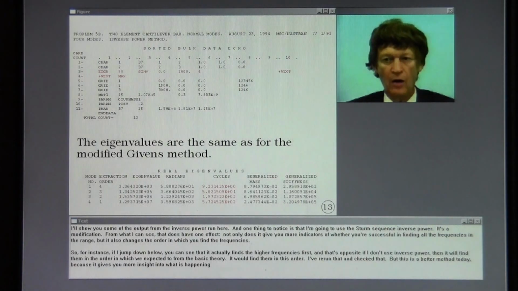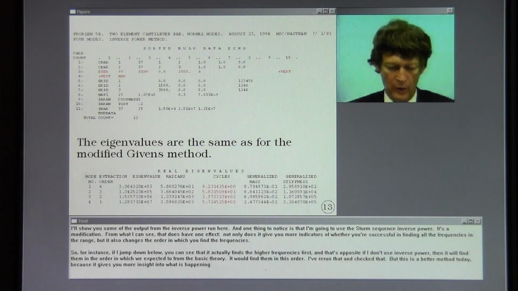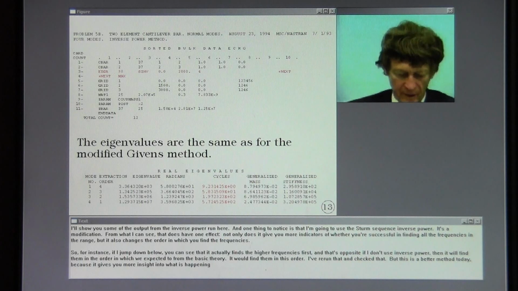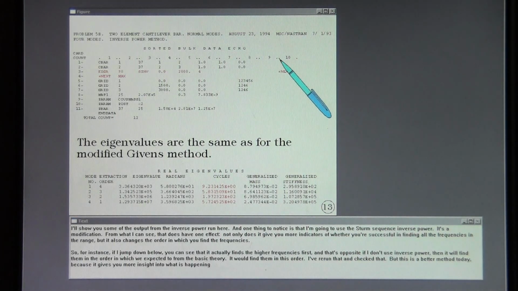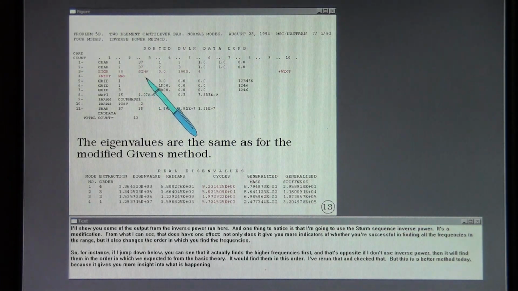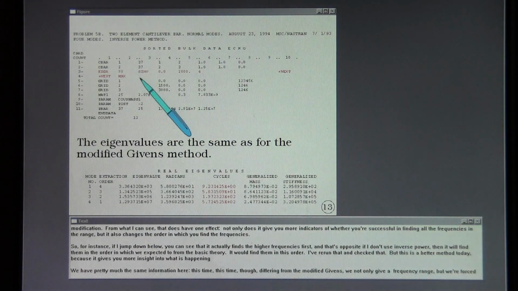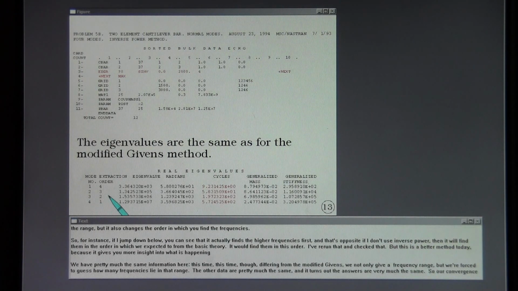I'll show you some of the output from the inverse power run here. The one thing to notice is that I'm going to use the Sturm sequence inverse power. It's a modification, and from what I can see, that does have one effect. Not only does it give you more indicators of whether you're successful in finding all the frequencies in a range, but it also changes the order in which you find the frequencies. So for instance, if I jump down below, you'll see that it actually finds the higher frequencies first.